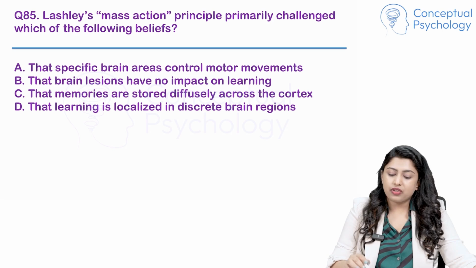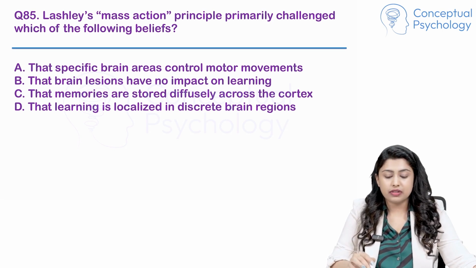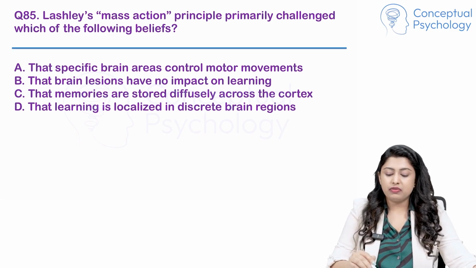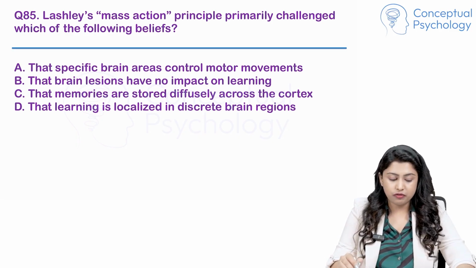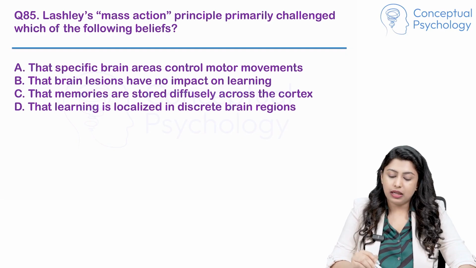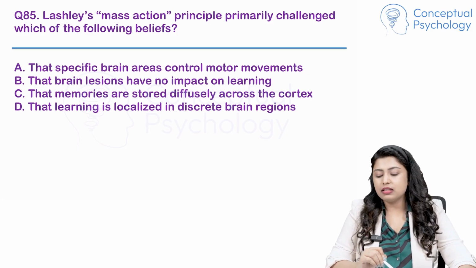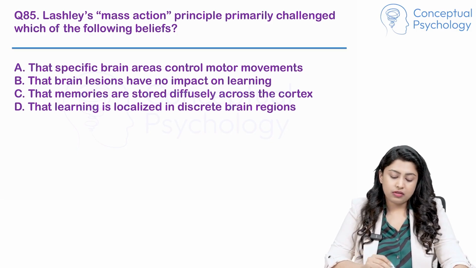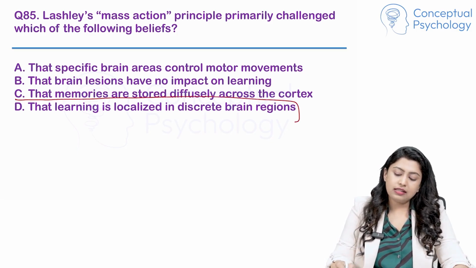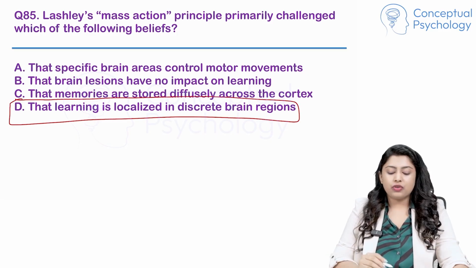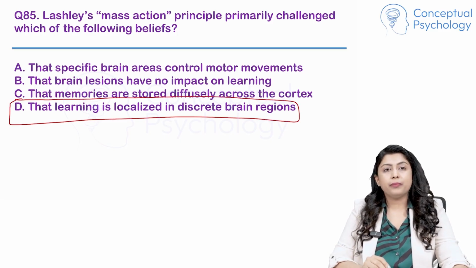Lashley's mass action principle primarily challenged which of the following beliefs? A. That specific brain areas control motor movements. B. That brain lesions have no impact on learning. C. That memories are stored diffusely across the cortex. And D. That learning is localized in discrete brain regions. So, the correct answer is D.